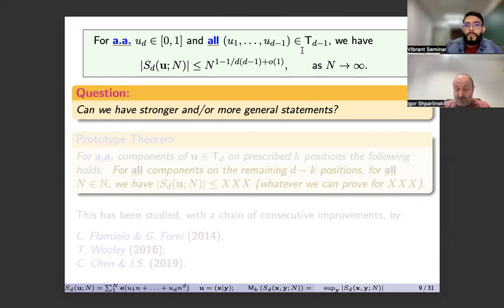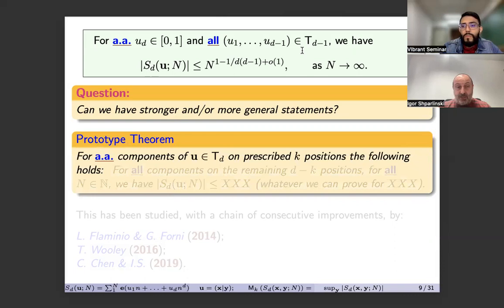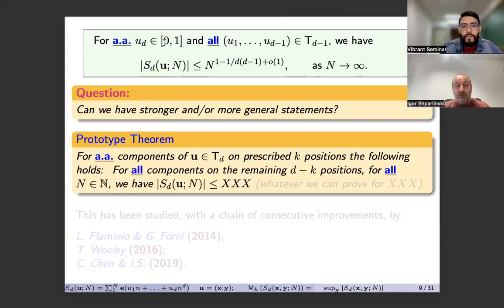What I'm seeking is a result of the following shape. This is kind of a prototype theorem which I want to prove. I want to prove that for almost all components of my vector of coefficients u on prescribed k positions, the following holds. For all components on the remaining d minus k positions, and for all sums of length n, you have a bound, whatever you can show. As you see here, k is 1, and we do it only for the top position, but you can do it for other positions. D minus k becomes d minus 1. And our bound is here on the right hand side.